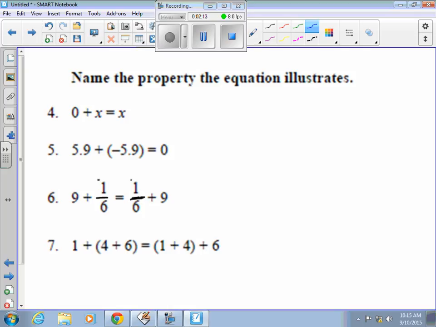If you're looking at it as a left side and a right side of the equal sign, you have x on the left side. And on the right side, it is still x. Its identity doesn't change. It is the same on both the left and the right. Therefore, this one is the identity property.